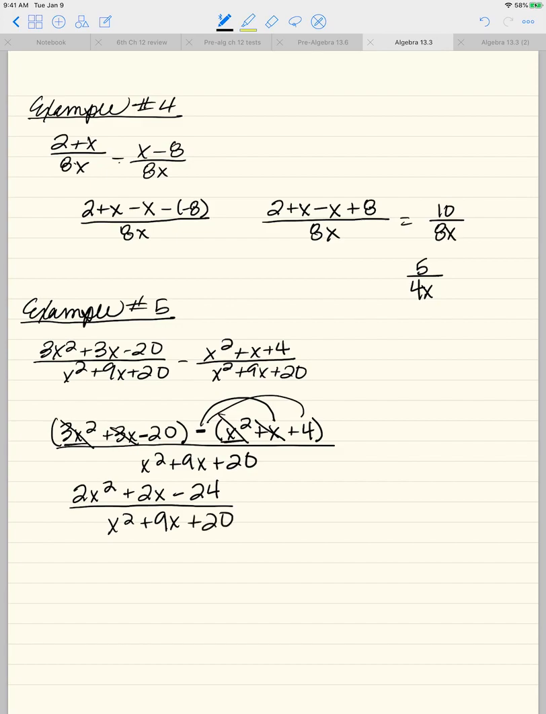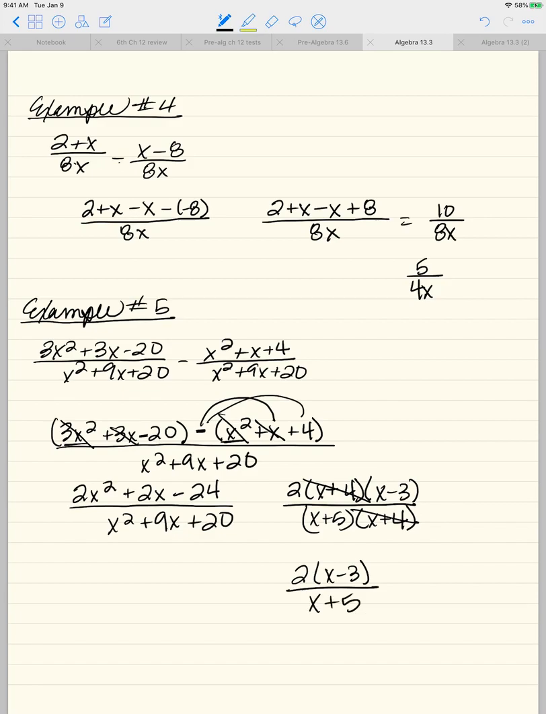Now I'm going to factor both the numerator and the denominator so that I can see where I can cancel. The top one is going to factor to 2 times x plus 4 times x minus 3, all over x plus 5 times x plus 4. And I said the top one, the numerator, okay? X plus 4, that's going to go ahead and cancel out. All I'm left with in my numerator is 2 times x minus 3, and in my denominator, x plus 5. There is nothing else I can do to simplify, and we are all done.